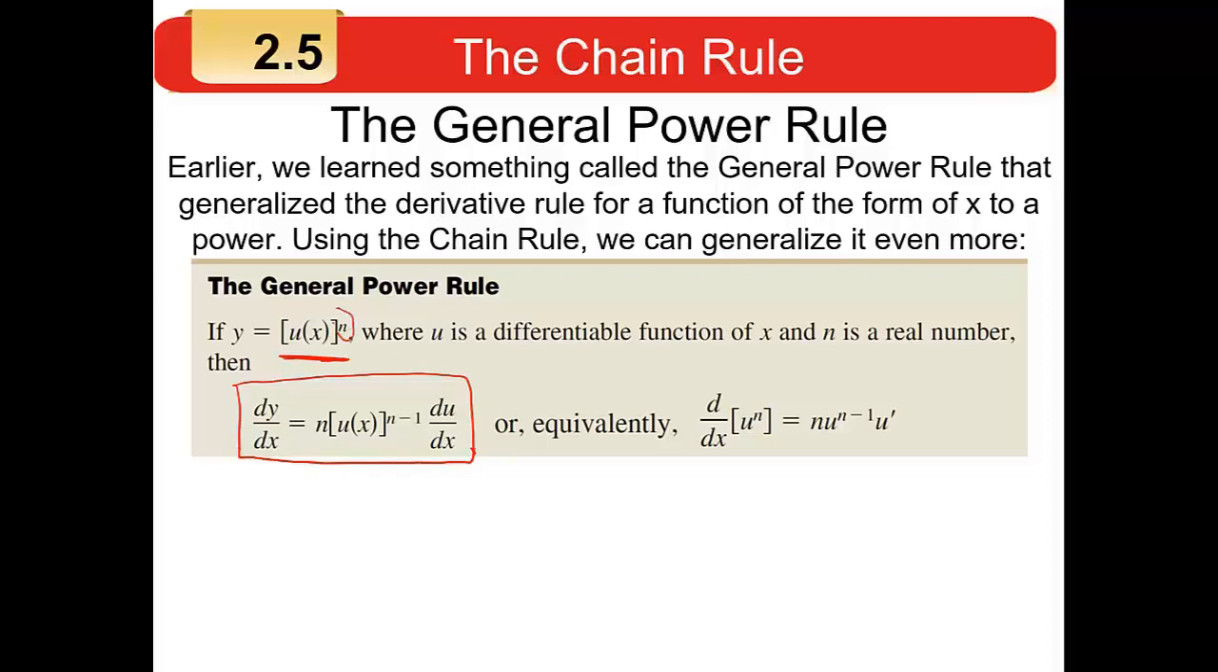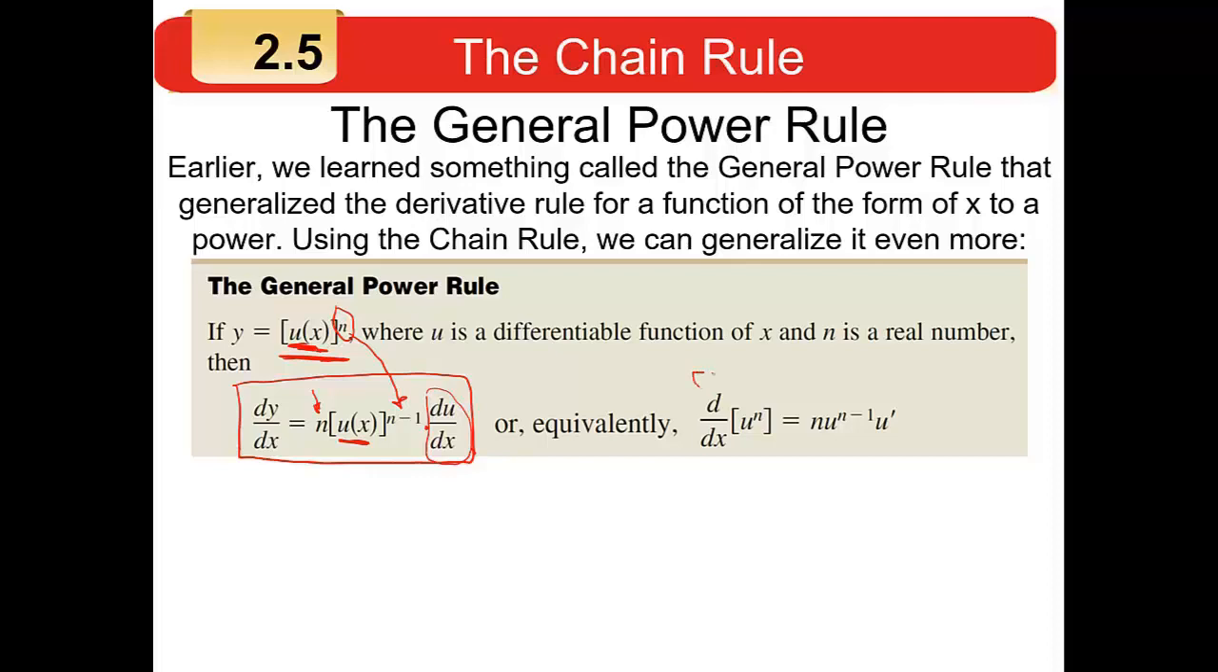And what you do is you take the power, bring it down front, take the function of x that's raised to the power, and just write it back down. Then you drop the exponent from n to n minus 1. In other words, you take it down one lower. And then you multiply by the derivative of u, which is the inside part. It's just the chain rule. But applying it to our old general power rule form produces a formula that's easy to use without thinking so much of it as the chain rule.